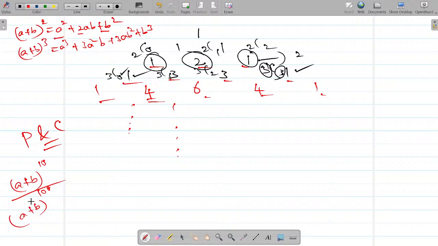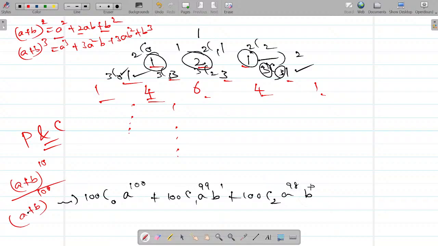Likewise, if you want to talk about a plus b power 100, I can write it as 100c0 a power 100 plus 100c1 a power 99 b power 1 plus 100c2 a power 98 b power 2 and so on, and the last one will be 100c100 b power 100. The one earlier to this will be 100c99 a power 1 b power 99. This is how it is.